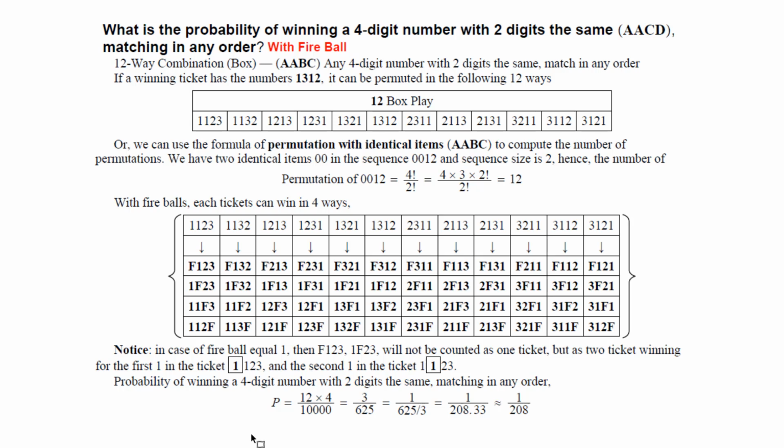But before we finish, let's assume that the fireball is equal to 1. So in such case, we are going to have 1123 here and 1123 here. But these are not counted as one possibility. They are counted as 2 possibilities, and the reason is this ticket is going to win for the first one and is going to win for the second one. So they are regarded as 2 winning tickets, not 1.